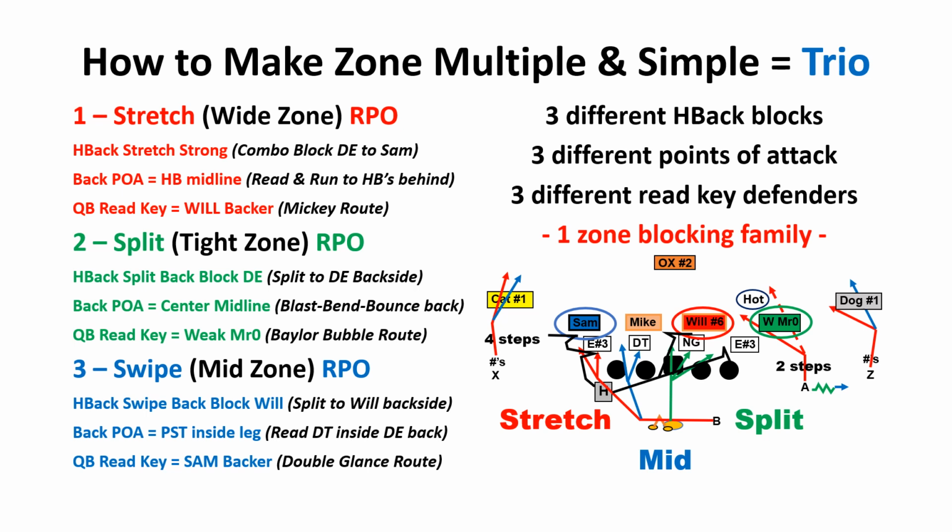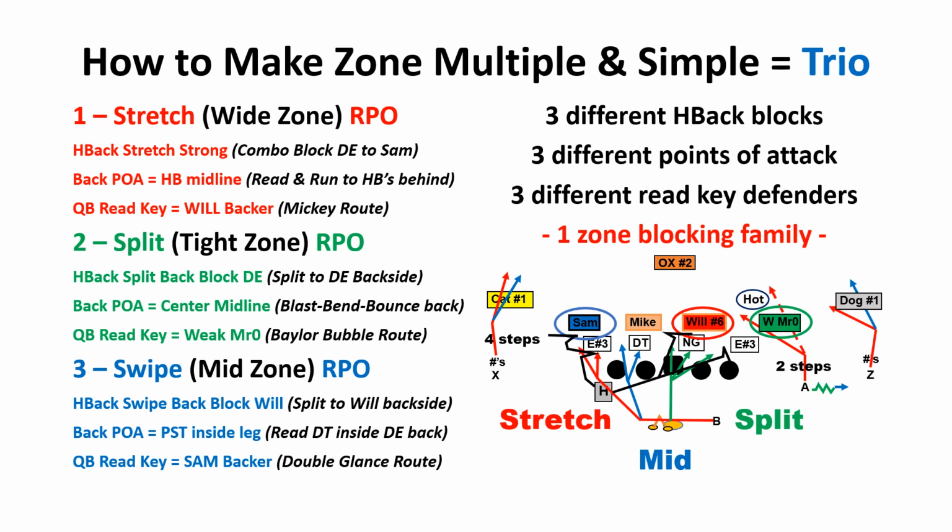So how can we make zone multiple and simple using the trio concept? We'll start with our foundation of our stretch wide zone. You can see the H-back's going to stay strong, and then the back's point of attack is the H-back's midline. The quarterback now will read the Will. If you look at the bottom right diagram, the stretch is in the red, going to the left with the back, and then the quarterback reads the Will backer on the backside using a Mickey concept.